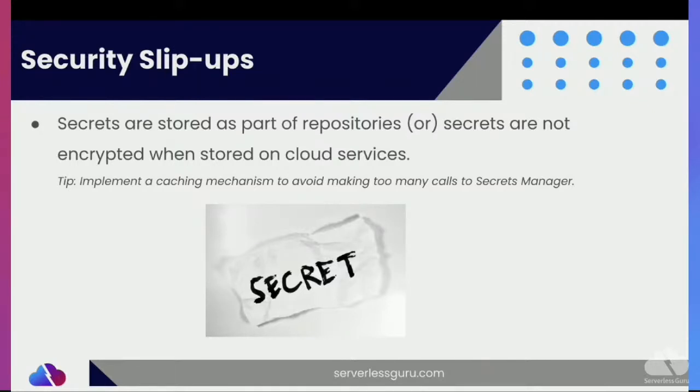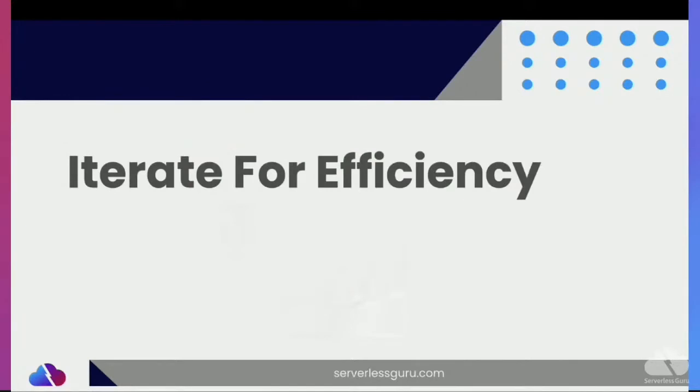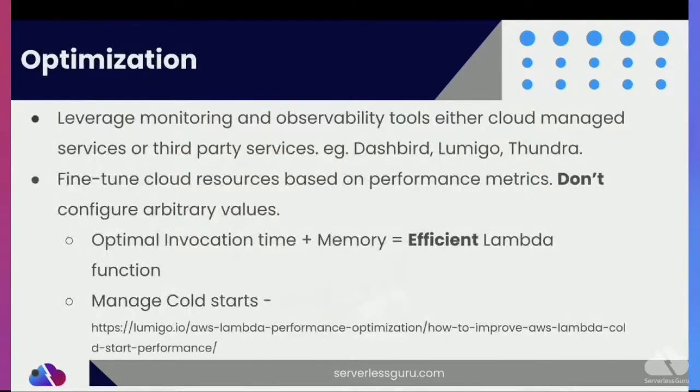The last step over here is to iterate for efficiency. So once you at least have a base design of your serverless architecture, how do you improve it for performance and to make it more cost effective? Now, optimization is only possible when you have data to work with, right? So with AWS, we have X-Ray, which allows you to trace all your invocations with Lambda, and how long it takes, what was the duration of that invocation, and how much memory was used.